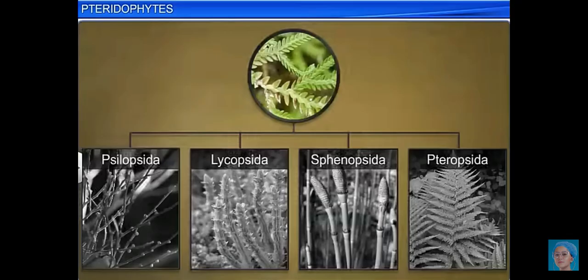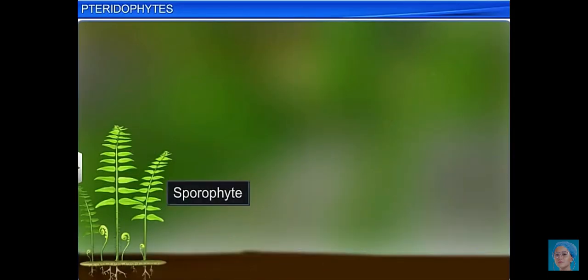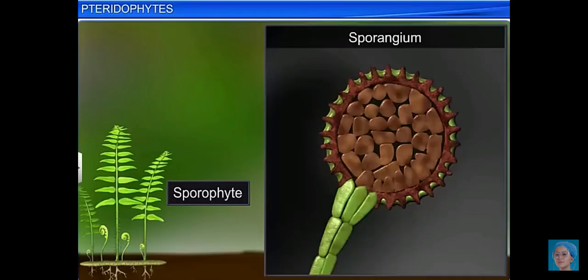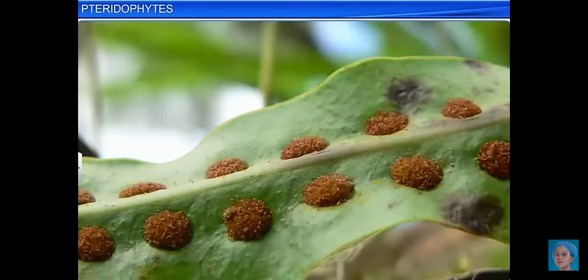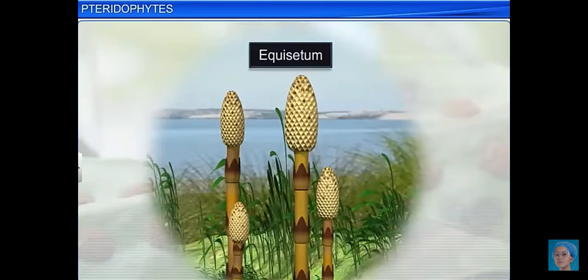Based on the organization of the plant body, including the nature of the leaf and location of sporangia, they are classified as Psilopsida, Lycopsida, Sphenopsida and Pteropsida. The life cycle of a pteridophyte begins when the plant body, a sporophyte, bears sporangia, which are subtended by leaf-like appendages called sporophylls. However, in some genera like Equisetum, sporophylls might form distinct and compact structures called strobili or cones.